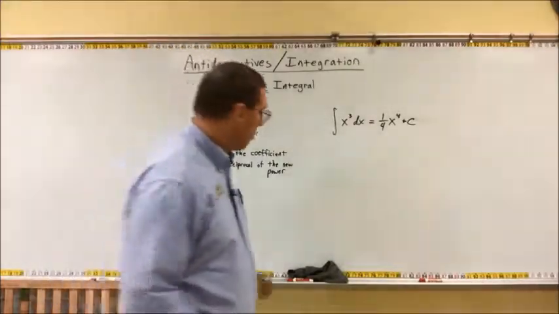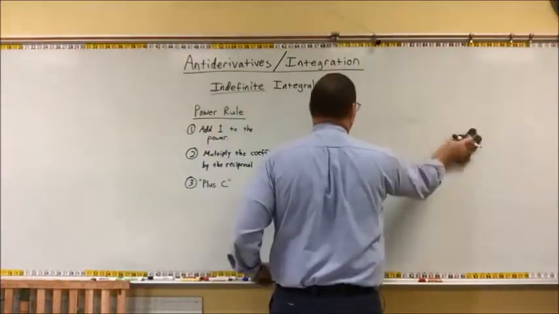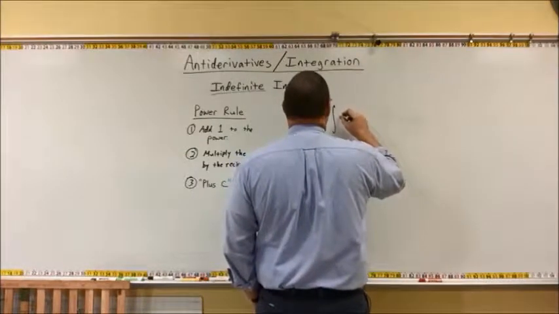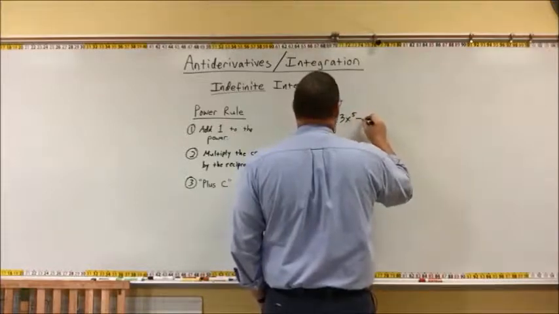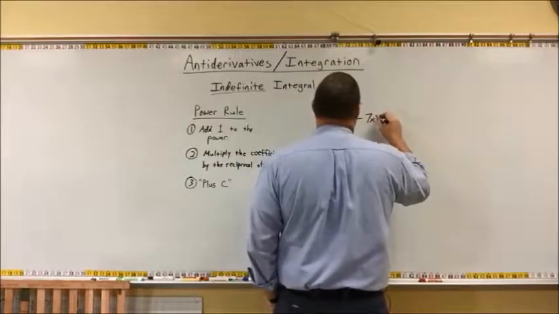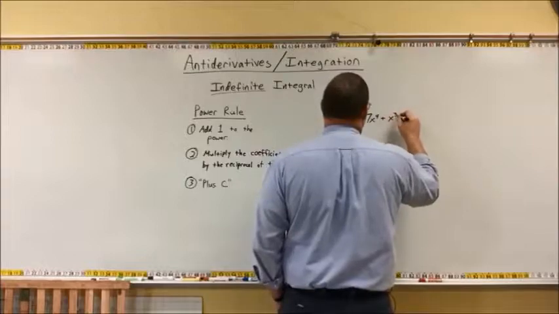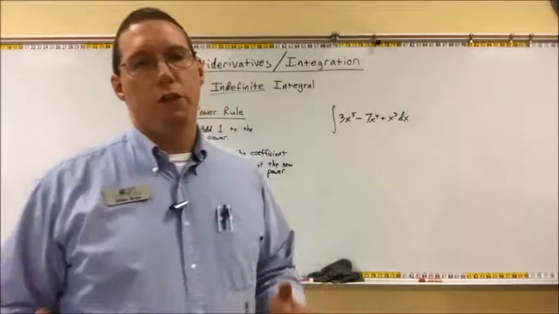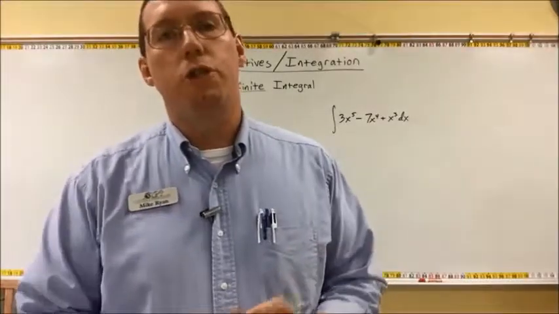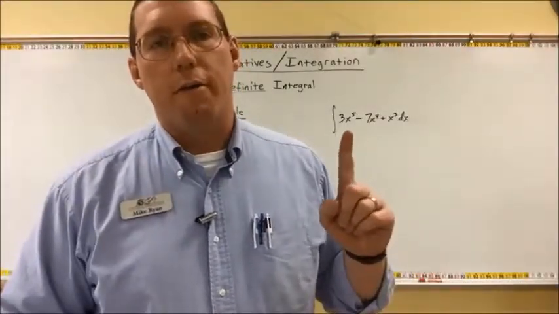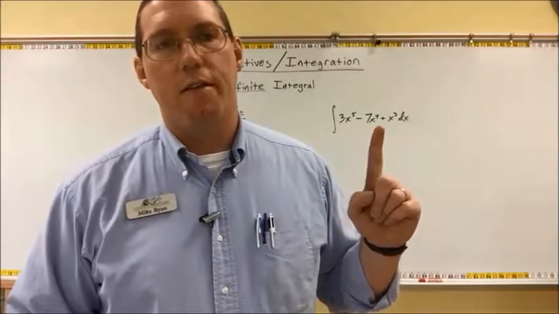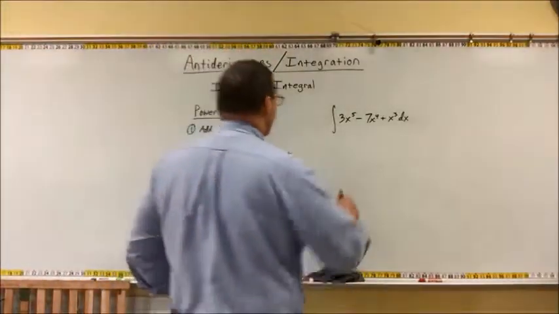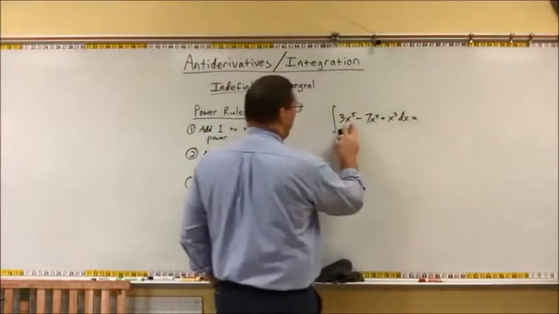Let's do just one more. How about the antiderivative of 3x to the 5th minus 7x to the 4th plus x to the 3rd dx? You might say, whoa, Mr. Ryan there, you put too many of them in there. All right, here's what you do. With addition and subtraction, you just do the antiderivative of this, then the antiderivative of this, then the antiderivative of this, and then put the signs in, okay? So the antiderivative of this whole thing is, just do one at a time.